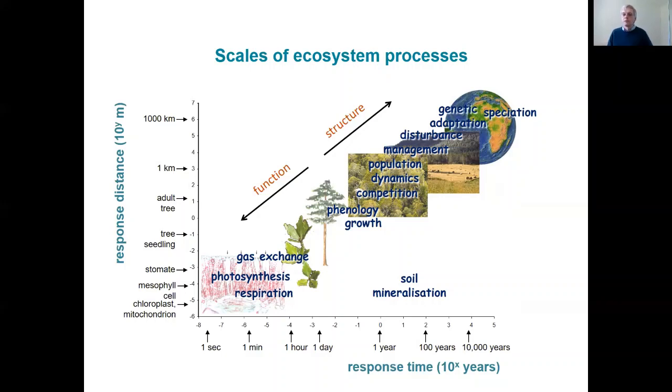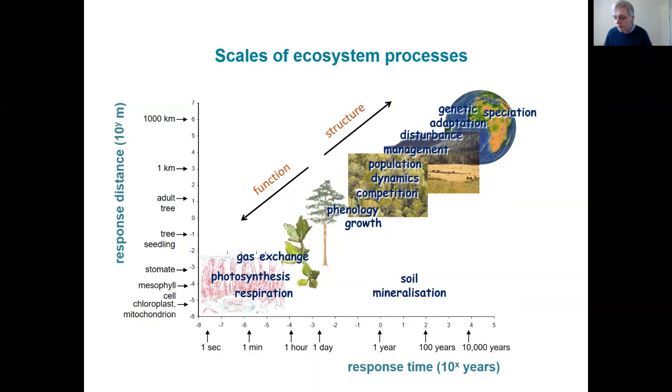We go from physiological processes of organisms, organ scale, even molecular scale, which respond very quickly, to populations of interacting individuals, competition between different functional groups, different species, to landscapes with spatial interactions, and ultimately we get to time scales at which evolutionary processes occur. We tend to call the fast responding processes the function of the ecosystem. The longer term processes are about changes in the structure of the ecosystem.